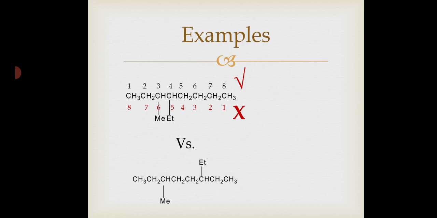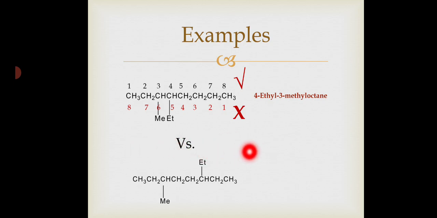And so the compound name is 4-ethyl-3-methyl octane. Why not 3-methyl-4-ethyl octane? Because we know that while writing the alkyl groups, that alkyl group gets preference which comes first in the alphabetical order. So E comes before M, and so 4-ethyl-3-methyl and not 3-methyl-4-ethyl octane. Okay, this you have already done in the last videos. Now look at the second compound.